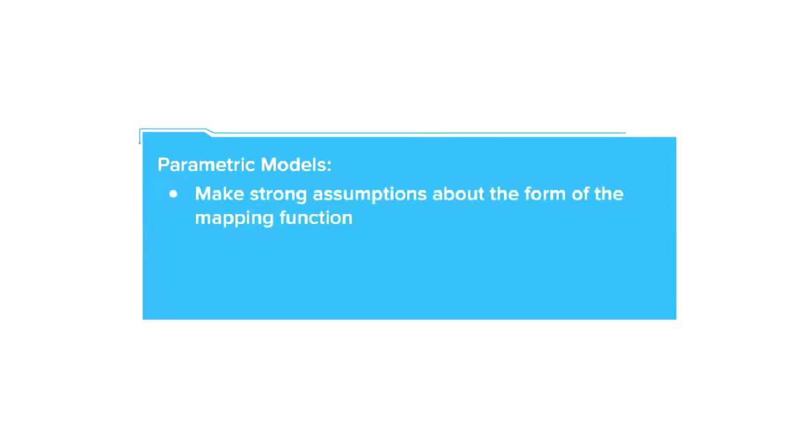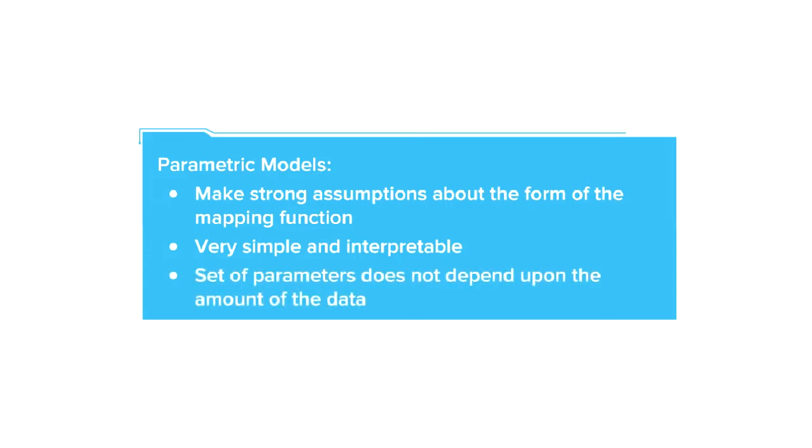Algorithms that make strong assumptions about the form of the mapping function are called parametric machine learning algorithms. By making strong assumptions, parametric models are very simple and interpretable. No matter how much data we are providing to the model, the set of parameters will never change.